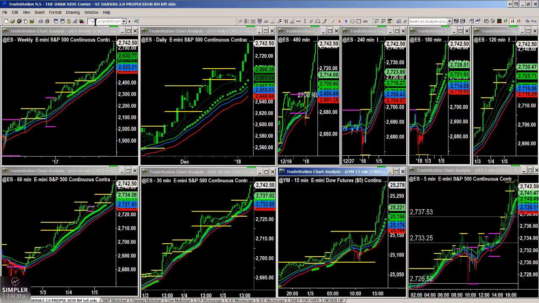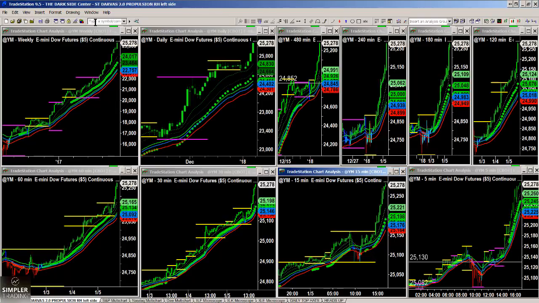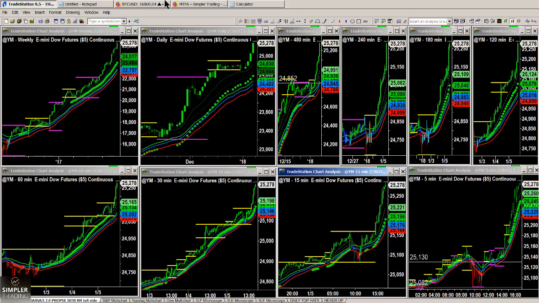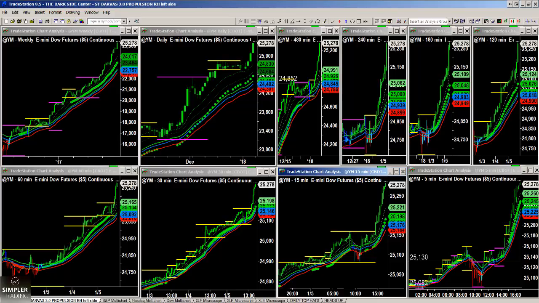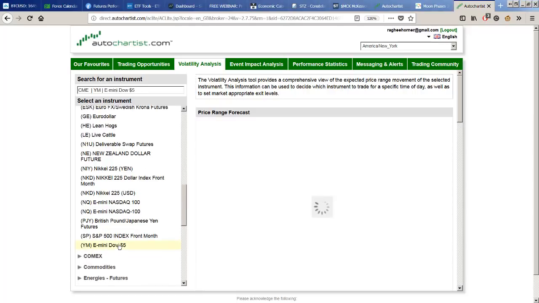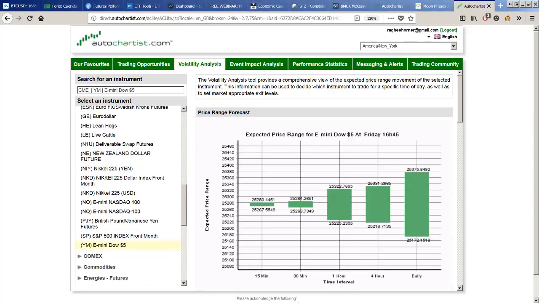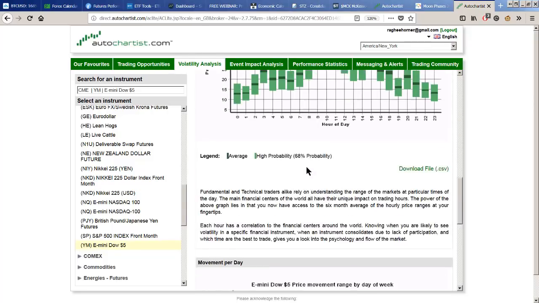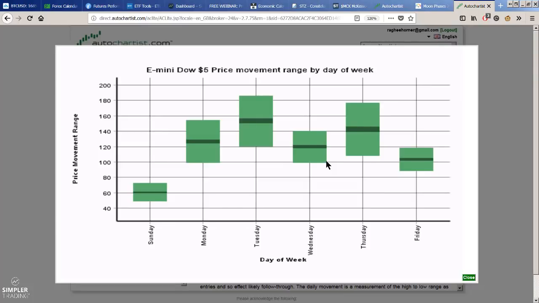And I'm going to use the Dow. Now, the numbers are different, obviously, but the process is the same. The tools are the same. So the first thing is, how do you know if a market is over-accelerated? The way that we do this is with the price movement ranges. We use a tool daily in the chat room and in the premium videos called Auto Chartist, and specifically the volatility analysis. What I'm going to do is take a look at the daily price movement range for the Dow, the YM contract.